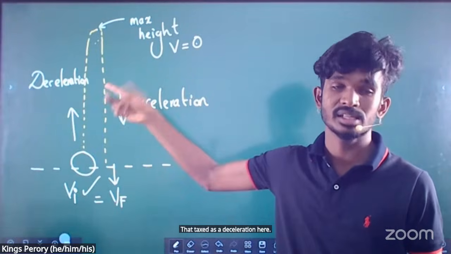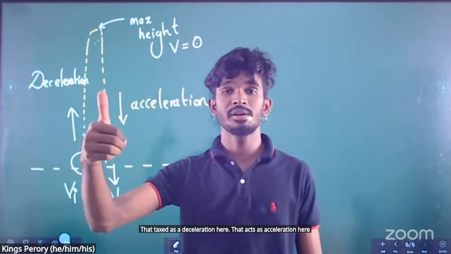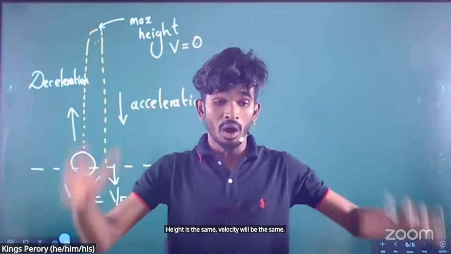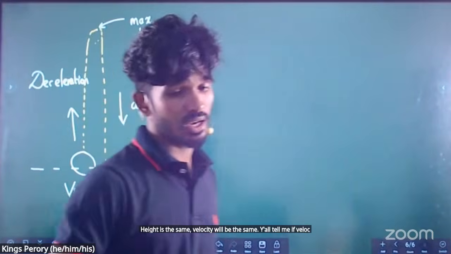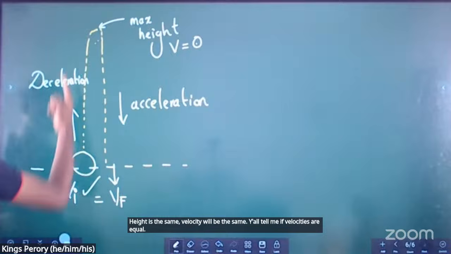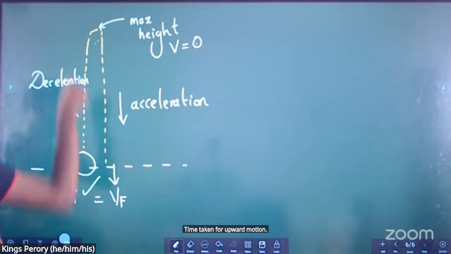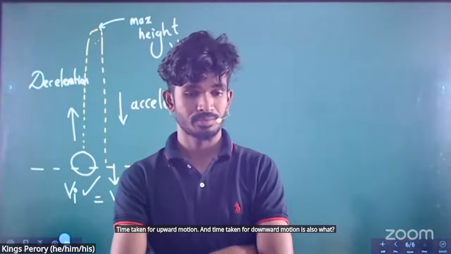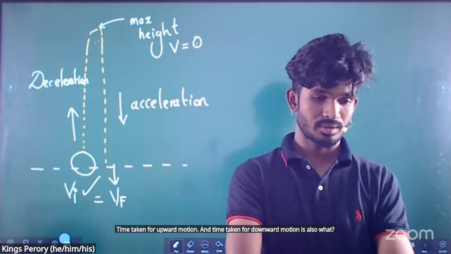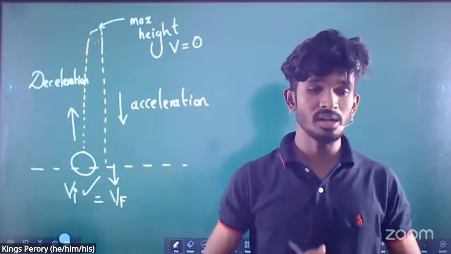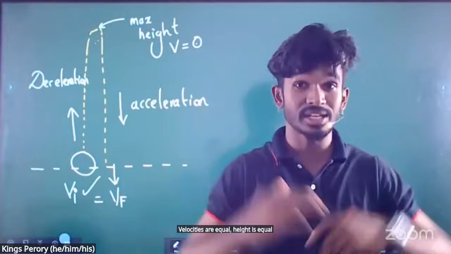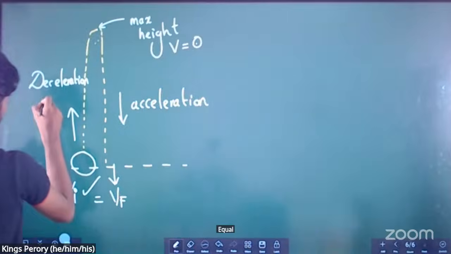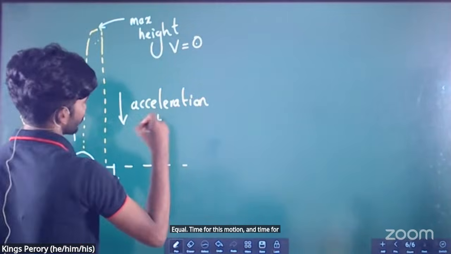That acts as a deceleration here, and as an acceleration here. Acceleration is the same. Height is the same. Velocity will be the same. You all tell me, if velocities are equal, the time taken for upward motion and the time taken for downward motion are also what? Velocities are equal, height is equal, acceleration is equal, now times are equal. Time for this motion and time for this motion will be equal.